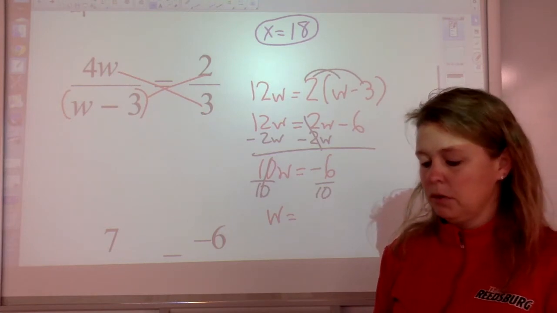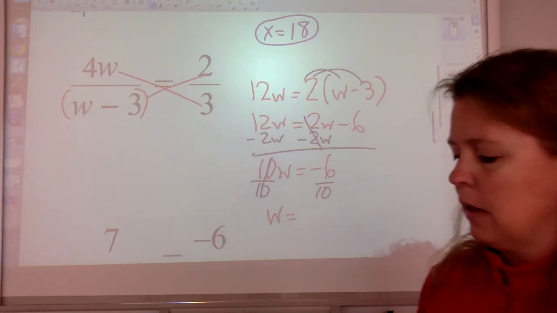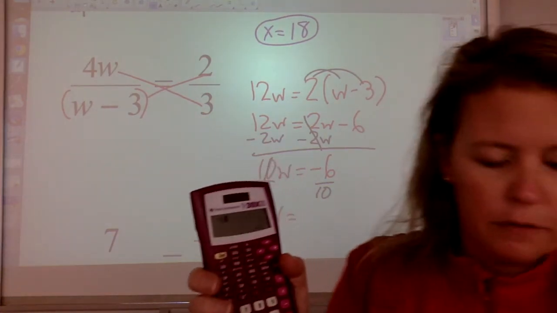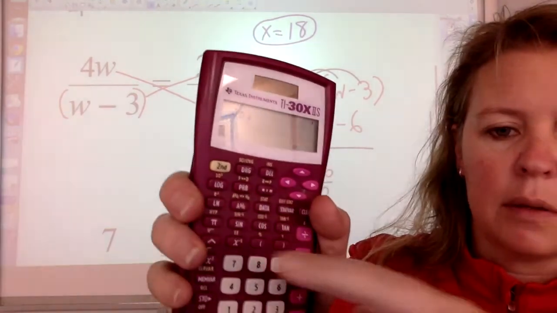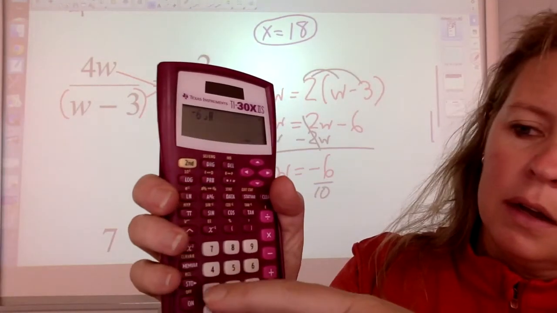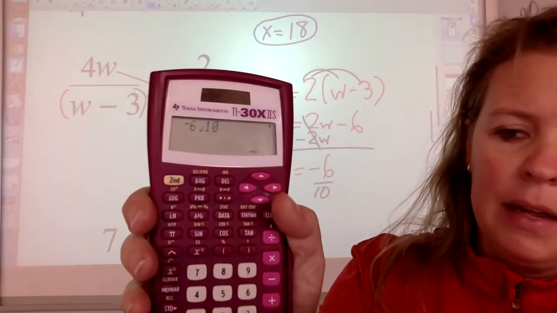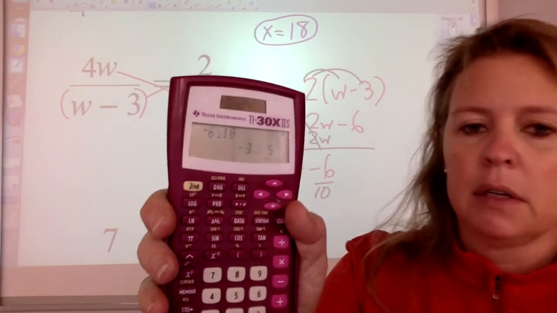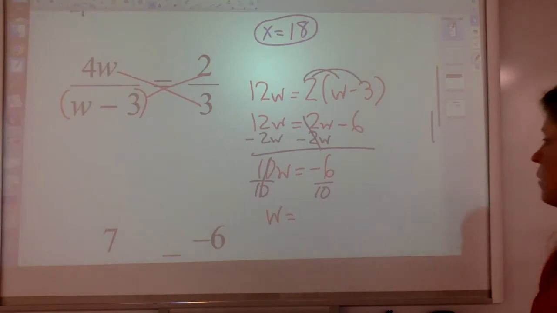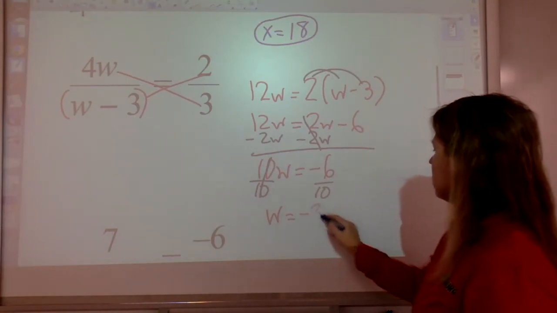It can be reduced. Reminder on how to do that. If you put in negative 6, hit your fraction button. There's negative 6, fraction button. Some of you have it on the other side. Negative 6/10. Hit equals. It will reduce it for you just to save any common errors. So our answer is W equals negative 3/5.